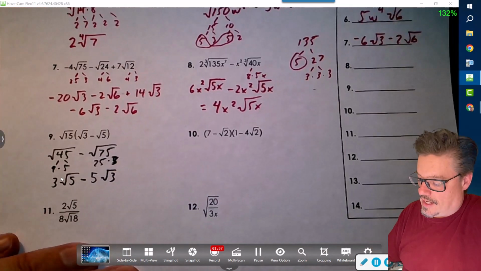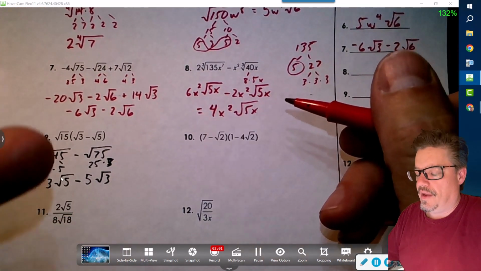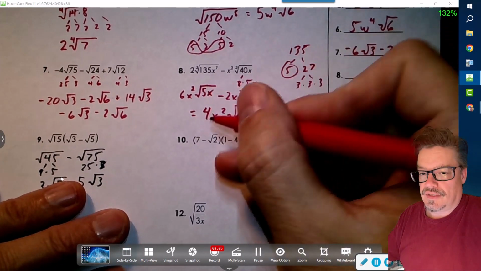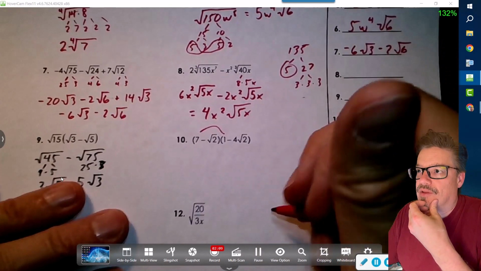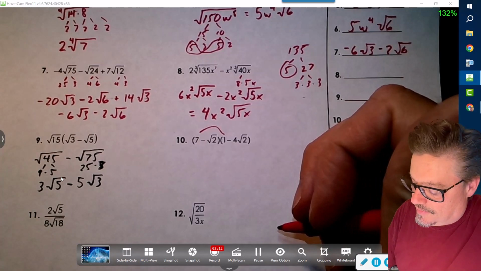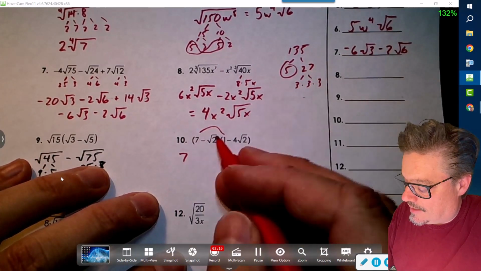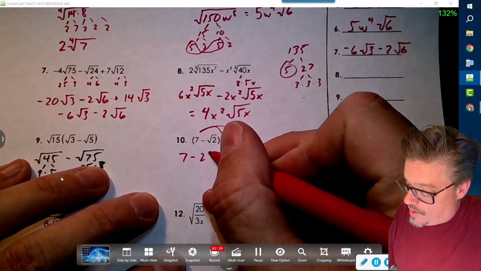And then we've got this one. So this is foiling. I don't even like the word foil, but I can't help it. I've been trained to say foil so many times. It's really just binomial distribution, but I can't say that, because binomial distribution is something else in statistics. But anyways, we're going to do 7 times 1, and then 7 times 4 with the radical 2 attached. And then we're done with that.